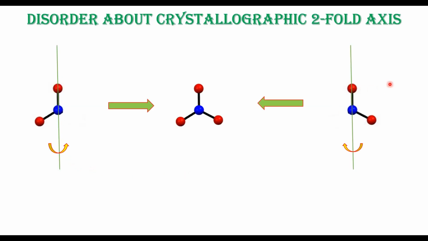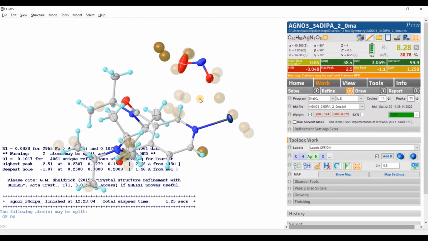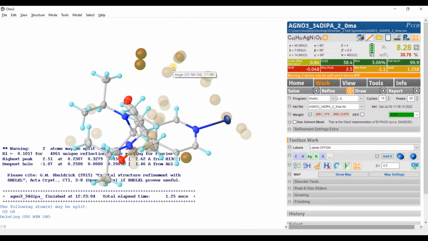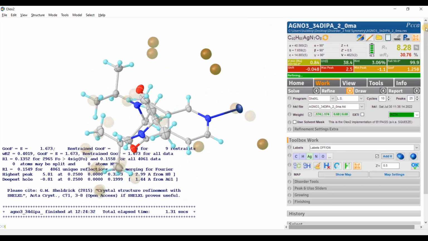Okay, so here we can generate the rest of the oxygen atom from the crystallographic two-fold axis. Okay, let's come back to the tutorial part. And the other method to model this type of disorder, I'm just going to delete this. I'm going to refine it. Now I'm going to compact the molecule by pressing this button here.